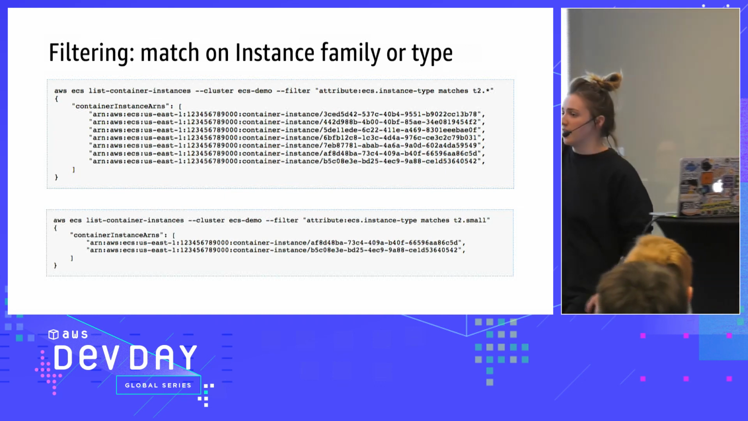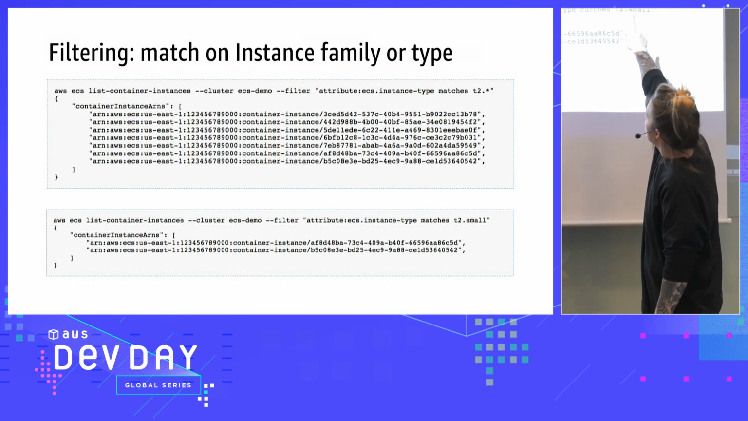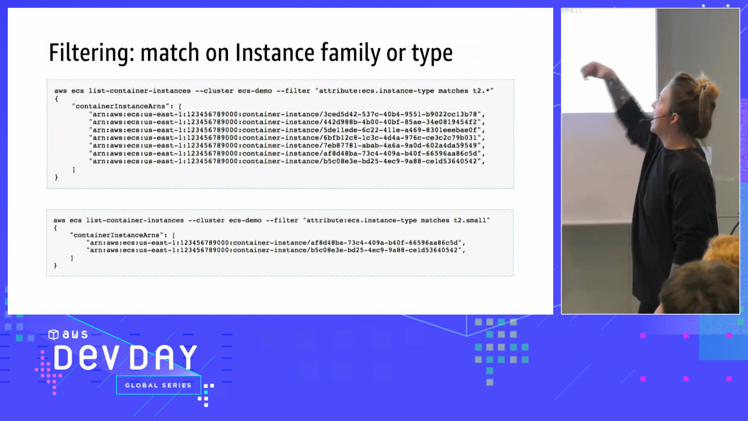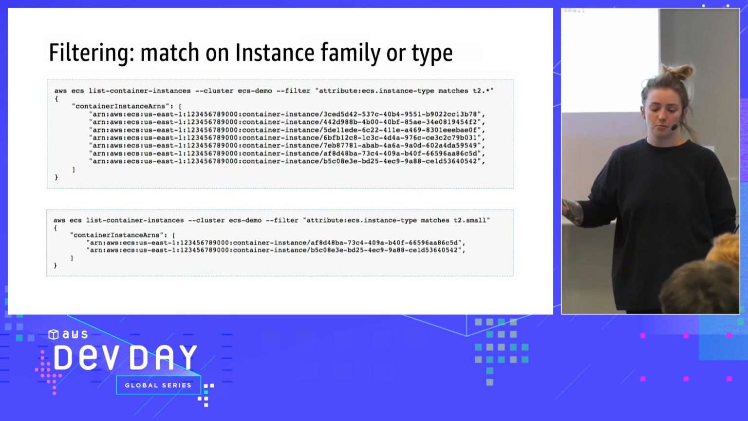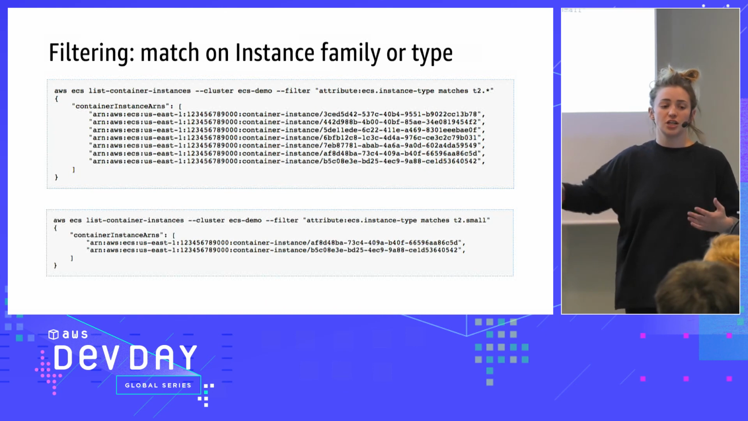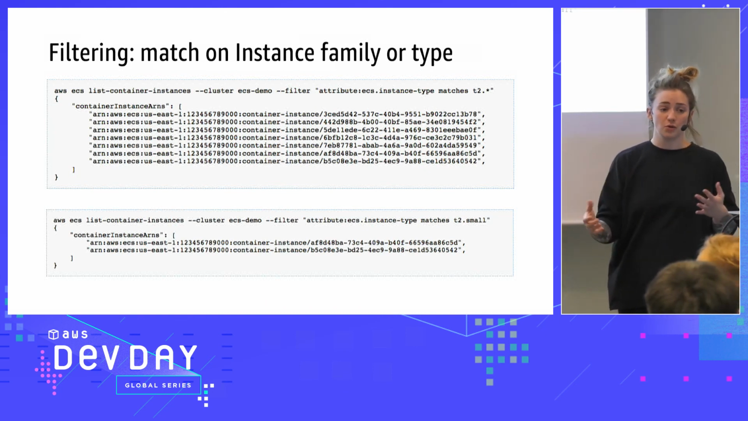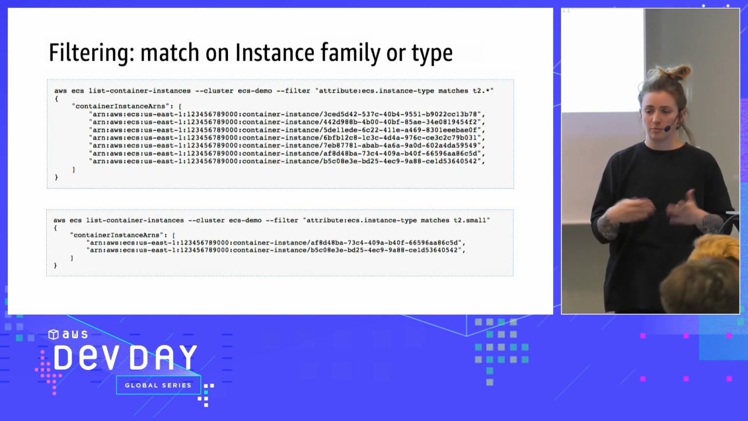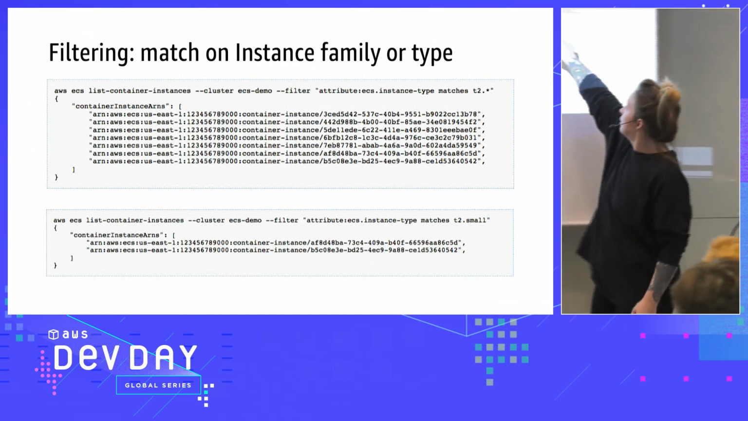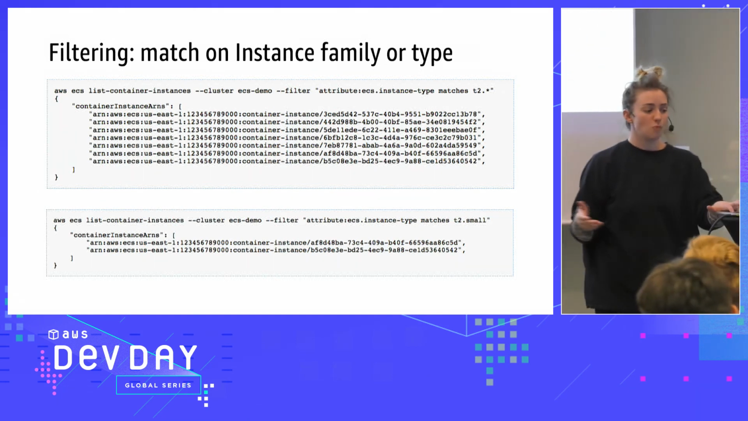This is a CLI example of how I can match on this. This is just matching on one specific attribute. My attribute is that my instance type is anything starting with T2, and you'll see that I've used a wildcard there. So T2 dot wildcard. Anything in that T2 family would be matched by that wildcard, and I would be able to allocate my tasks that way. This one, I have no wildcard, so it will only match on ones that are T2 small.